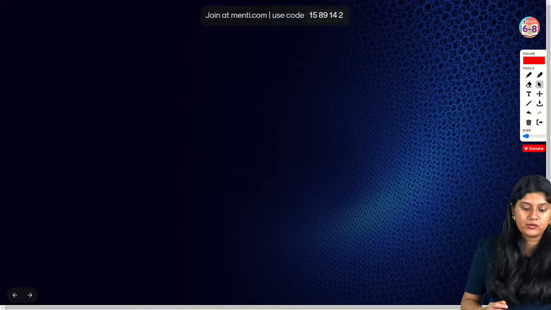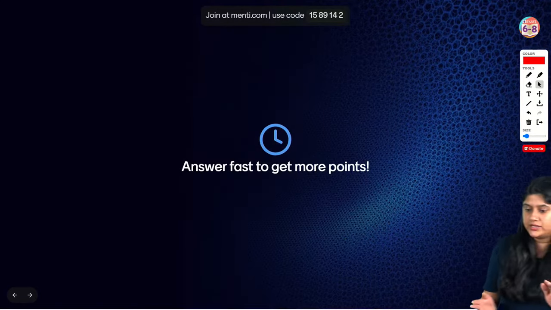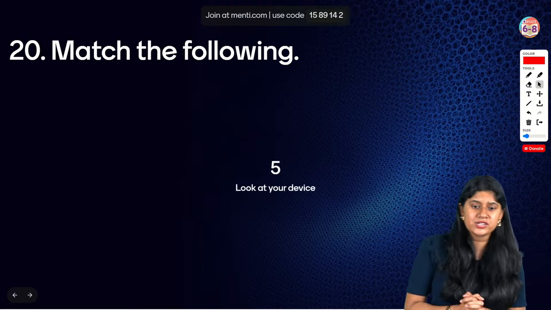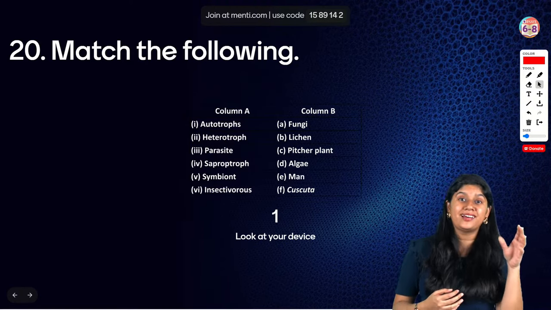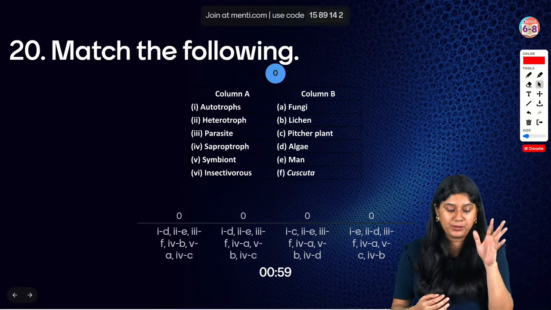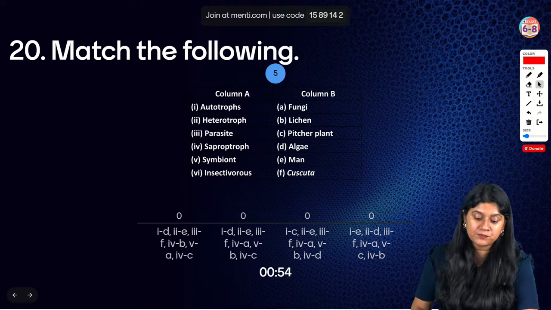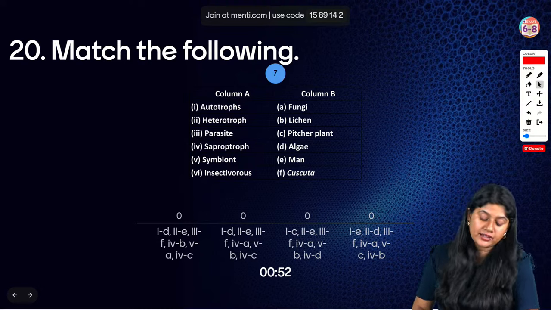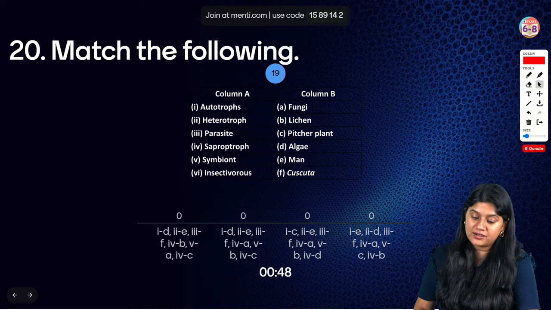Moving to the last question of our class today. Yes, question number 20 on our screen. Let's take a look over here. Last question. We have to match the following. We have column A and column B. In column A, we have autotrophs, heterotrophs, parasites, saprotrophs, symbiotic, and insectivorous. In column B, we have fungi, lichen, pitcher plant, algae, man, and cuscuta.